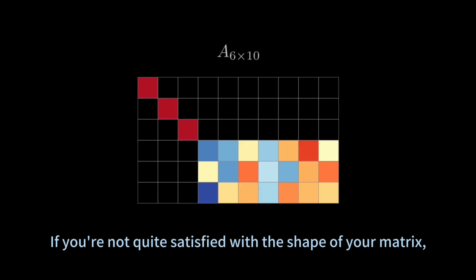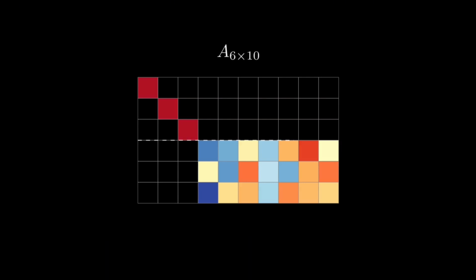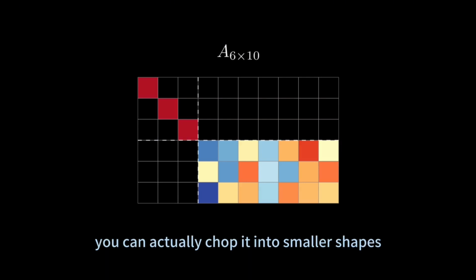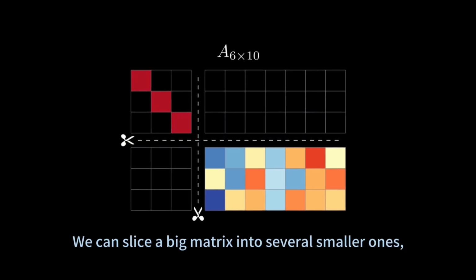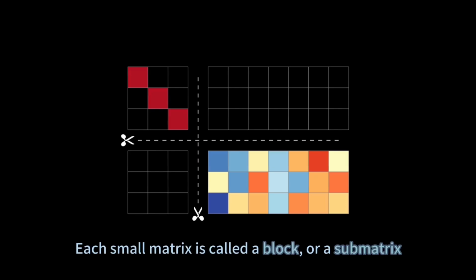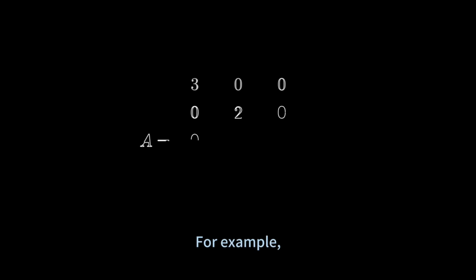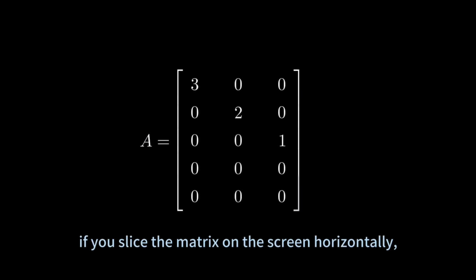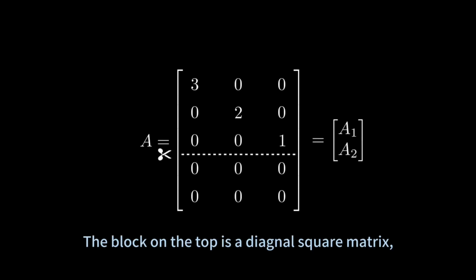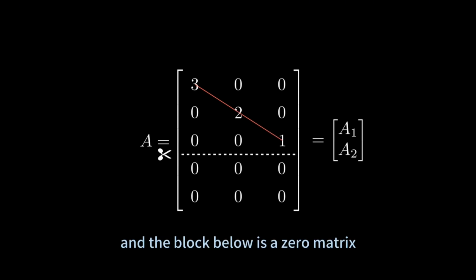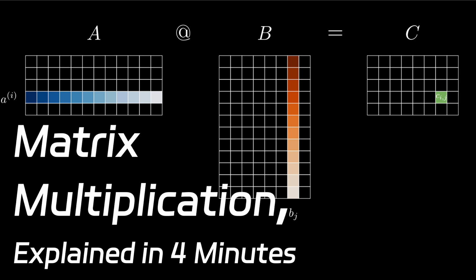If you're not quite satisfied with the shape of your matrix, you can actually chop it into smaller pieces. We can slice a big matrix into several smaller ones, almost like cutting tofu. Each small matrix is called a block or submatrix. For example, if you slice the matrix on the screen horizontally, matrix A gets divided into two submatrices. The block on the top is a diagonal square matrix, and the block below is a zero matrix.